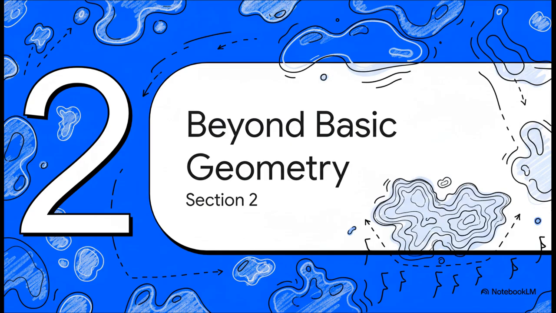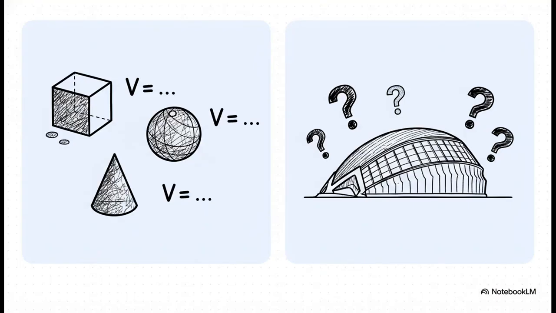So, that brings us to Section 2, beyond basic geometry. Yeah, we're going to have to leave the easy stuff behind for this one. Okay, so this really lays it out. On one side, you've got your standard shapes, right? Cubes, spheres, cones, the stuff we all know. They've got simple, easy formulas. But then you look at the hemispheric. It's all these complex, organic curves mashed together. There's no single plug-and-play formula for that. We definitely need a better tool.